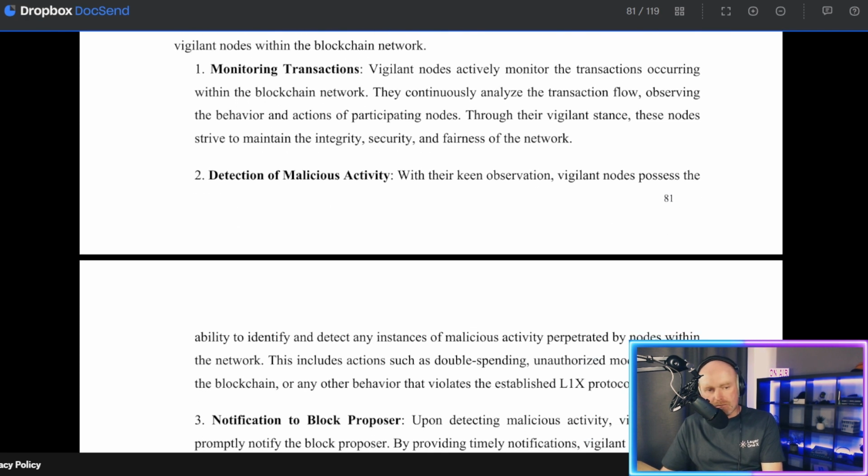Number 1. Monitoring transactions. Vigilant nodes actively monitor the transactions occurring within the blockchain network. They continuously analyze the transaction flow, observing the behavior and actions of participating nodes. Through this vigilant stance, these nodes strive to maintain the integrity, security, and fairness of the network.